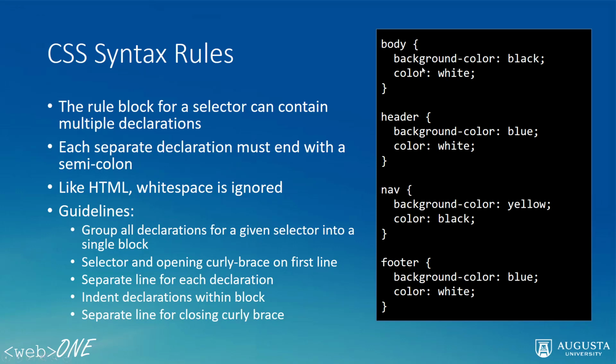If you are going to define several declarations for a selector, you should put all of them inside a block, like here. For each rule, we should put the selector and the opening curly bracket on the first line. We should put each declaration on a separate line. We should indent declarations within the block. We should consider a separate line for the closing curly bracket for each rule, as you see here.